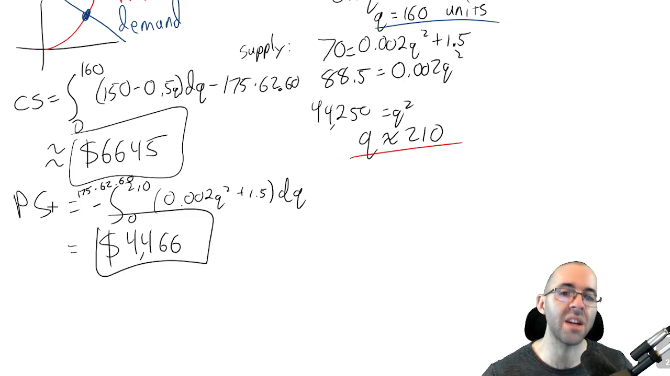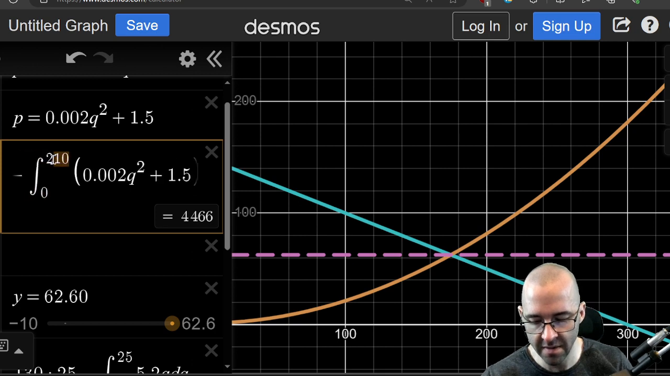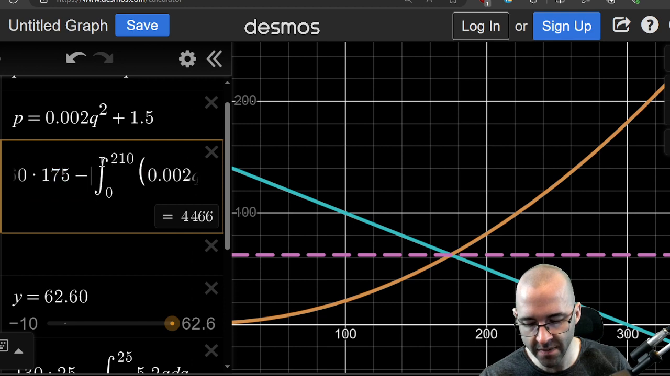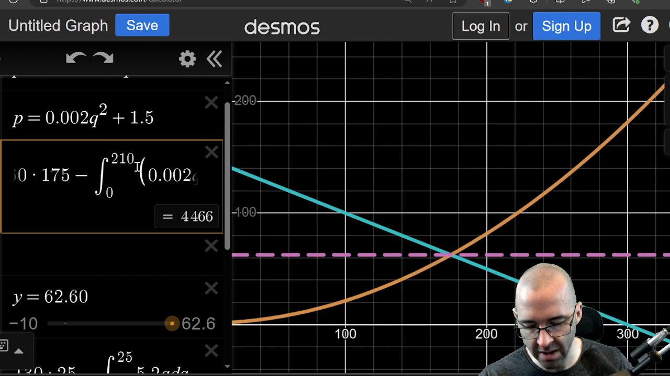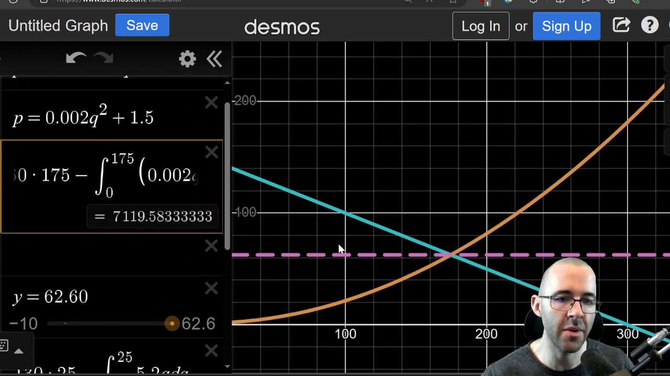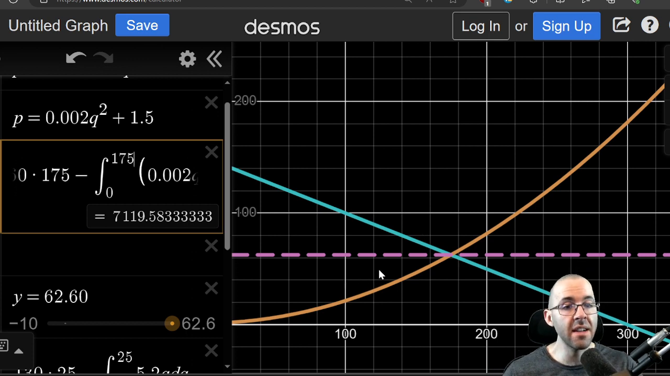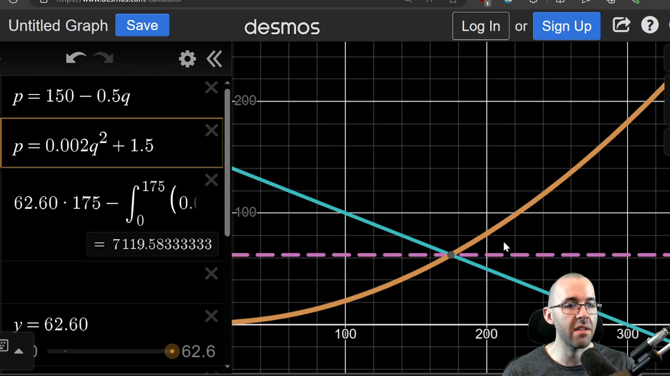Which again should be a smaller producer surplus than there was at the equilibrium price. The equilibrium quantity was 175, and that was bigger. The way that makes sense is remember that producer surplus is all this area. But as soon as we go to the right of this equilibrium point, we now have the opposite kind of area. So it's getting smaller now.